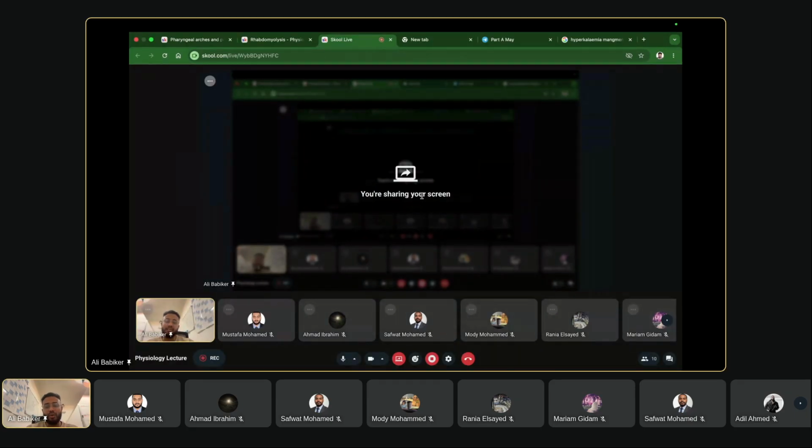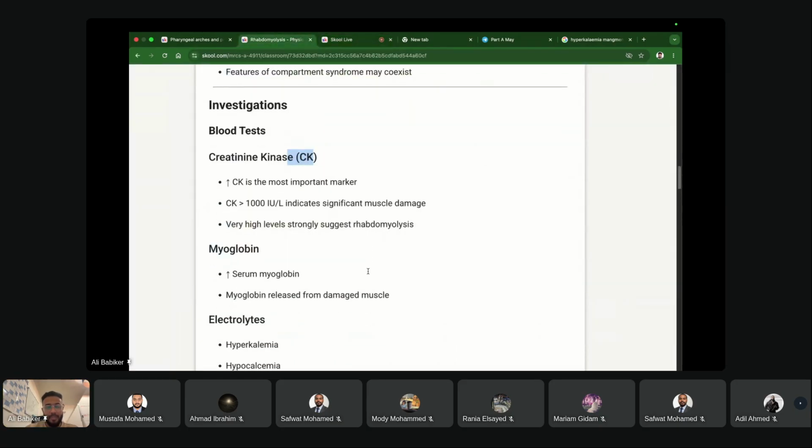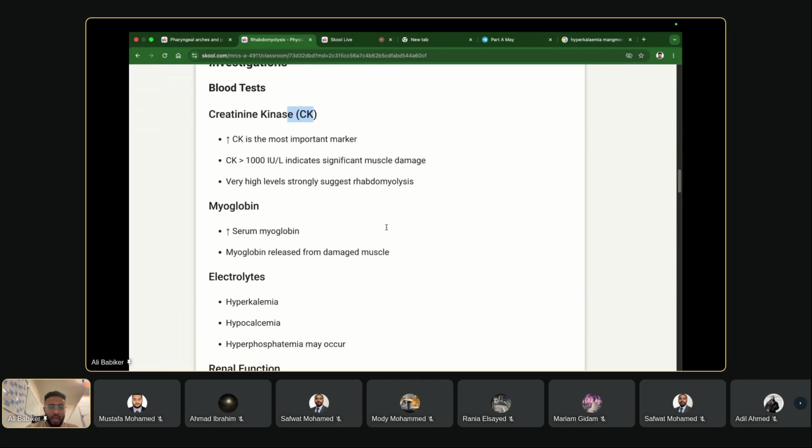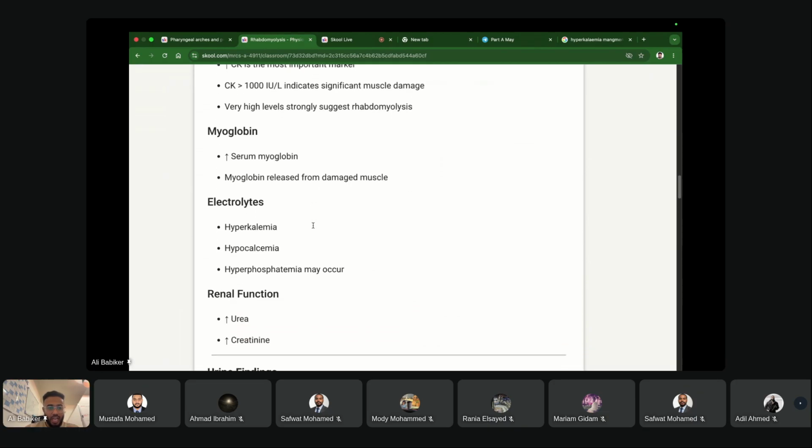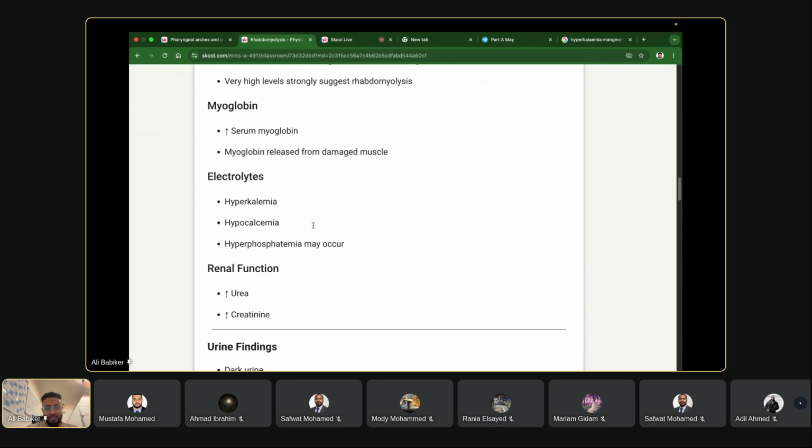stop statins because statins may affect the muscles. Okay. A very high level strongly suggests rhabdomyolysis. There is an increase in serum myoglobin, released from the damaged muscle. Electrolytes: hyperkalemia, hypocalcemia, and hyperphosphatemia may occur. Renal function. Yes, Mustafa?